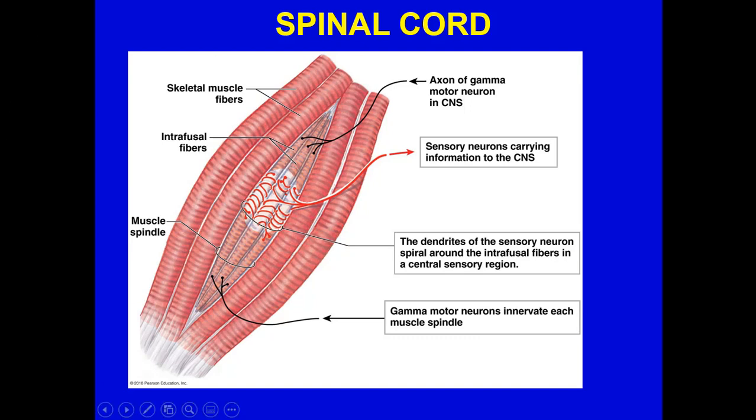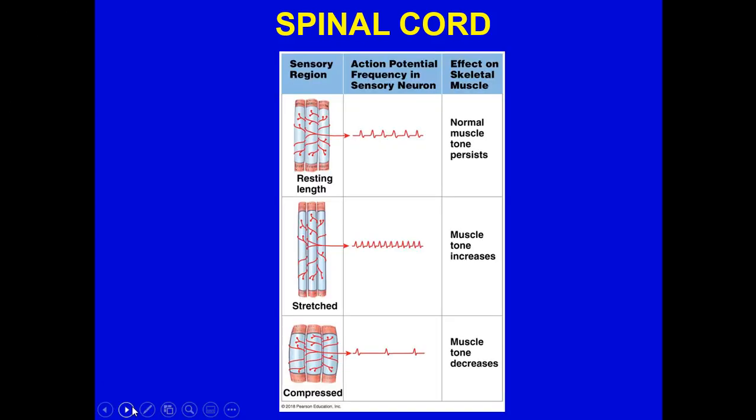Okay? Now, when I have this resting length, I end up with a certain frequency of action potentials. Remember, we talked about this. Action potentials, maximum you can have per second, 500. So what do you have? You have the information coded in the number of action potentials per second.